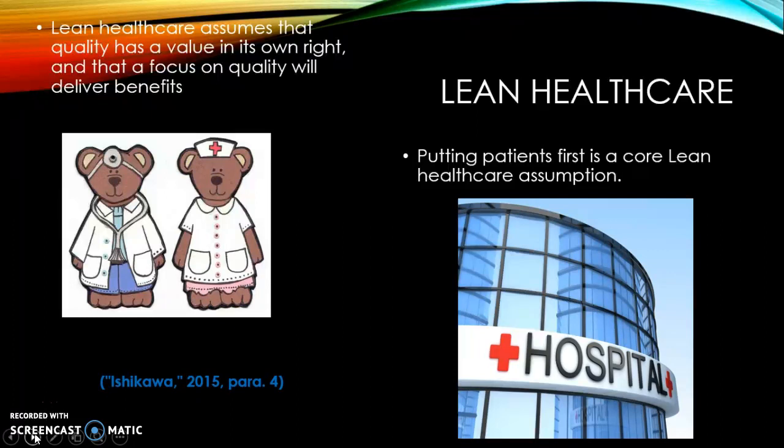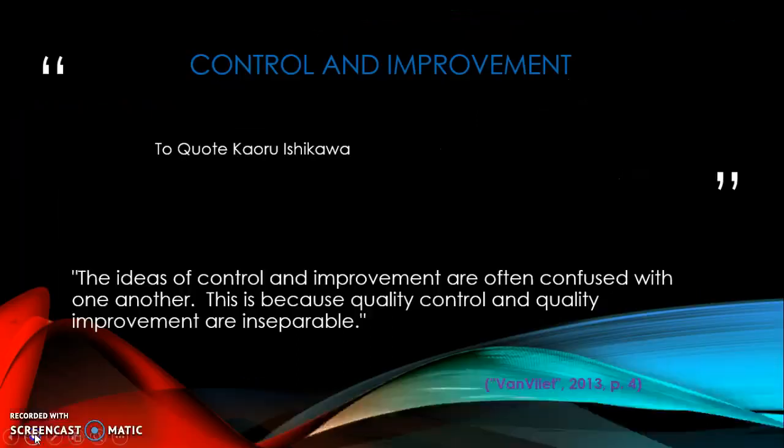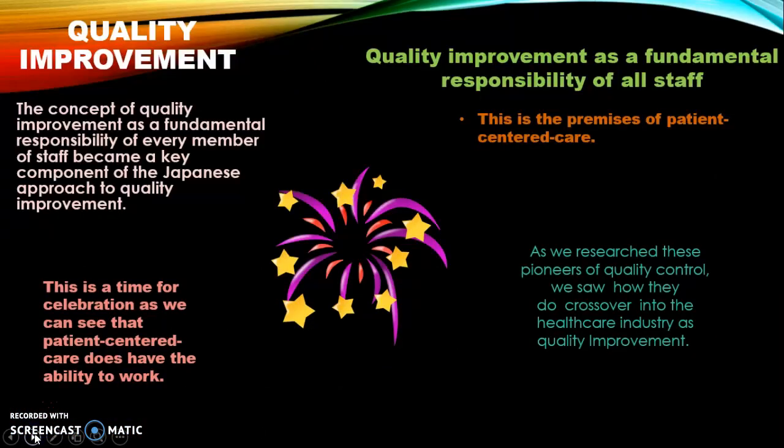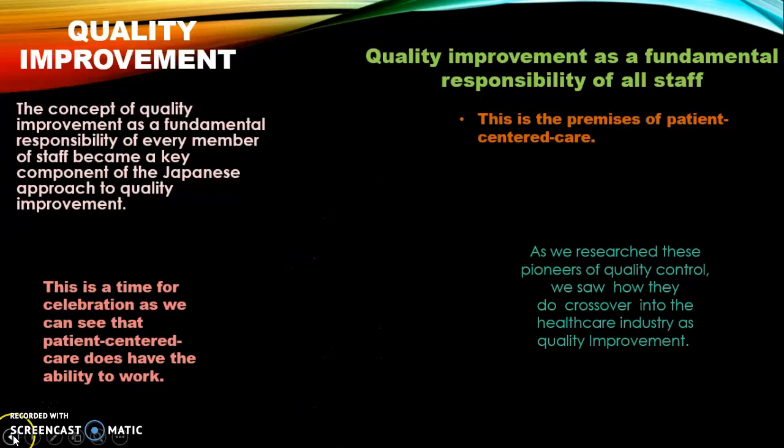Lean healthcare assumes that quality has value in its own right and that focus on quality will deliver benefits. So basically, putting patients first is a core lean healthcare assumption. Control and improvement. To quote Kaoru Ishikawa, the ideas of control and improvement are often confused with one another. This is because quality control and quality improvement are inseparable. The concept of quality improvement as a fundamental responsibility of every member of staff became a key component of the Japanese approach to quality improvement.